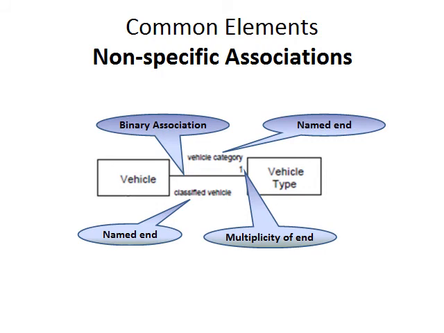So this is non-specific associations. I just wanted to show how they're represented. There's the named ends, the vehicle categories on the right. The multiplicity on the right is one. It shows that a vehicle has one vehicle type. It's called a binary association.